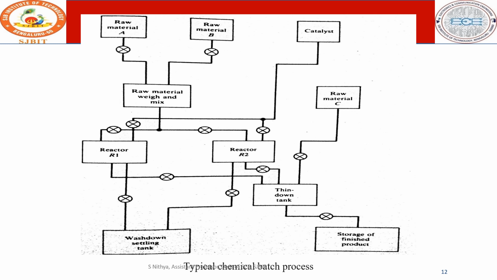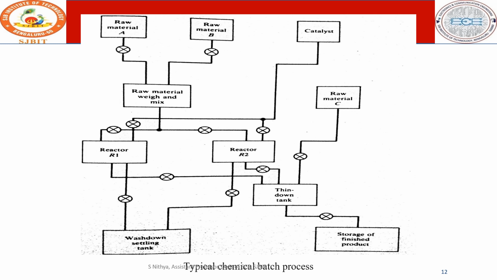So what is the thing here? There are two reactor vessels used. At a time, only one reactor vessel will be in operation, and the other vessel will be in the washing process, I mean the cleaning process, along with the settling tanks and all. So both work in parallel. Once reactor 1 is done, reactor 1 will be under the washing process and reactor 2 will be in processing.